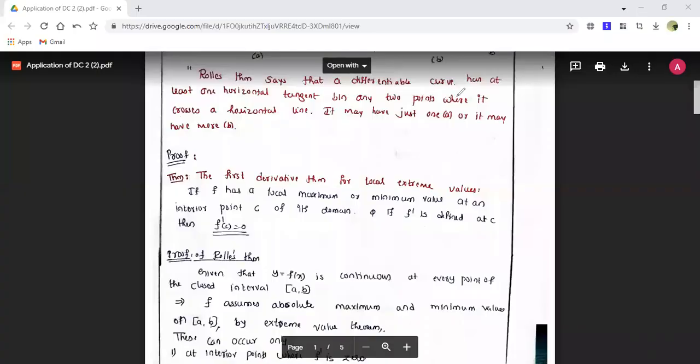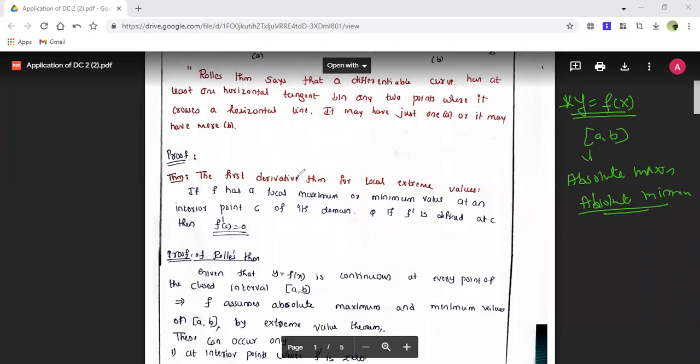If y is equal to f of x is a continuous function in the closed interval a, b, then it has both an absolute maximum and an absolute minimum. So this is the extreme value theorem. Clearly the given function is continuous on the closed interval a, b, so we can apply the extremum value theorem.